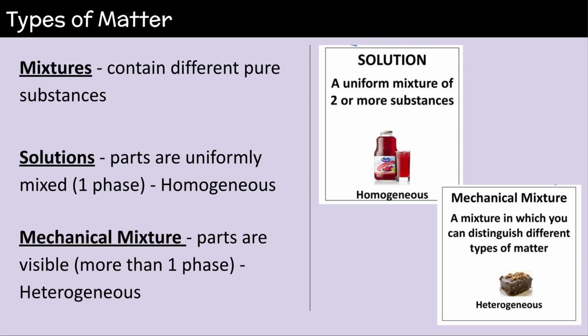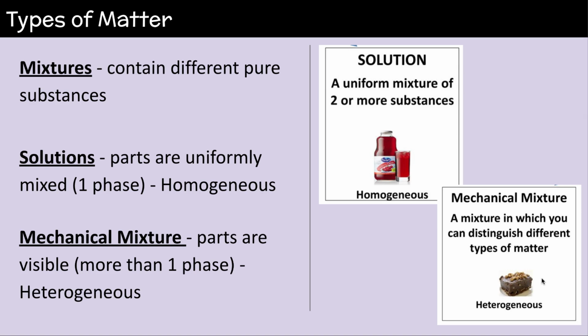A mechanical mixture is the other type of mixture you can have, and this is where all the parts are visible. So the different pure substances that make up the mixture, you can see them, and we say that's more than one phase. The other term we use is heterogeneous. So heterogeneous means that you can see all the different parts. And here's an example over here.